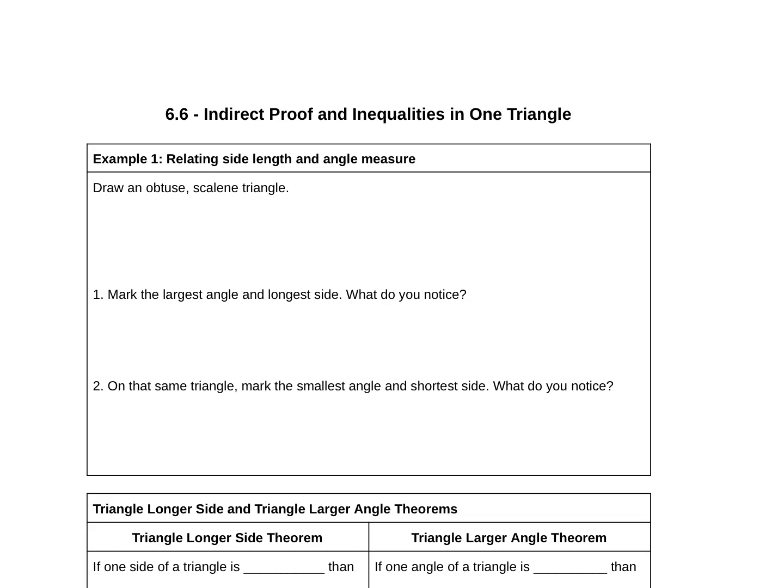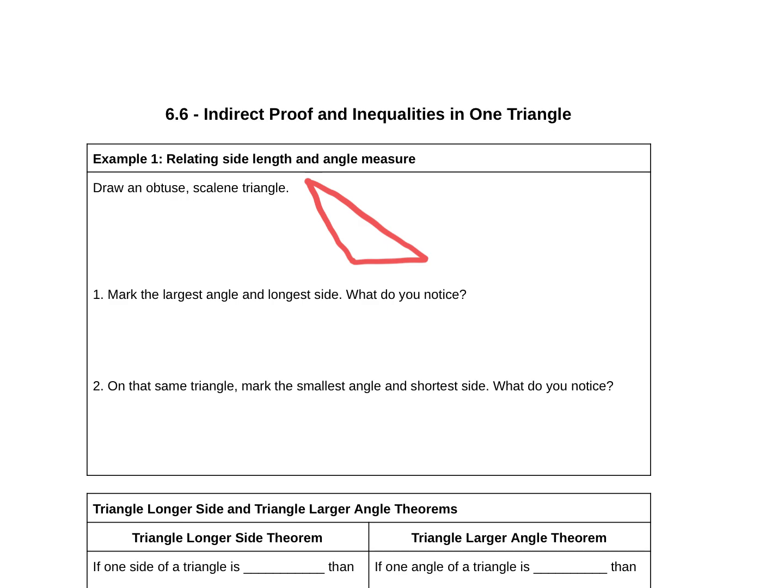Hello, in this lesson, we are going to talk about comparing sides in a triangle. So in example 1, it tells us to draw an obtuse scalene triangle. Remember, obtuse has one obtuse angle, and scalene just means all the sides are different lengths. Then it says to mark the largest angle and longest side.